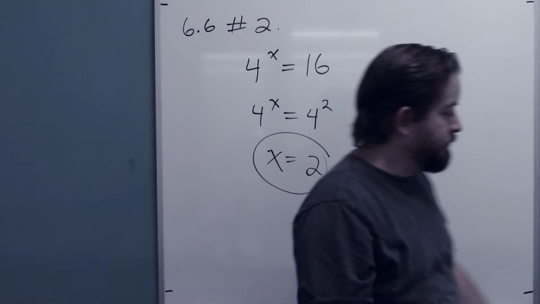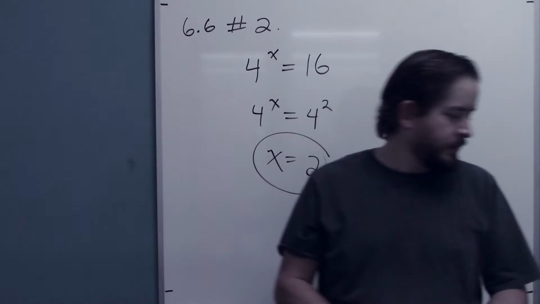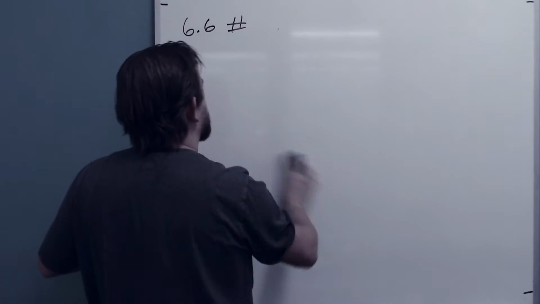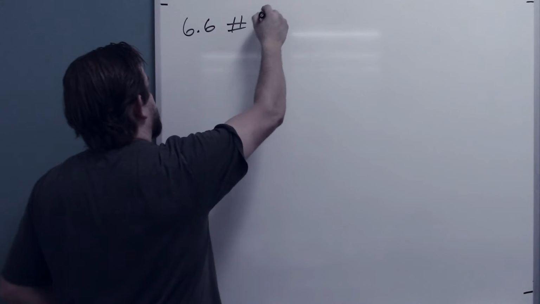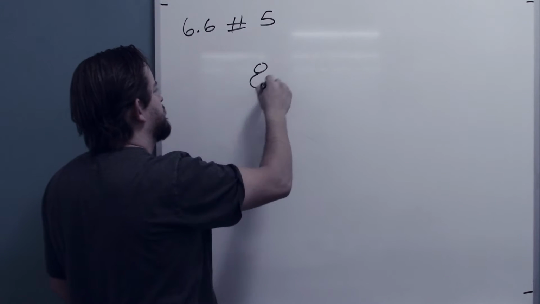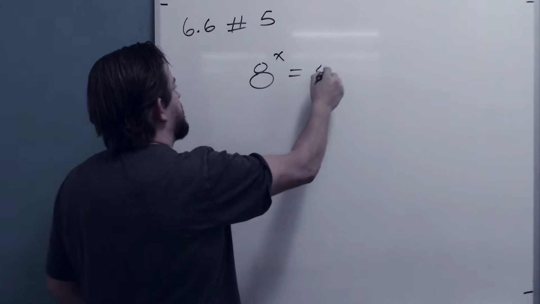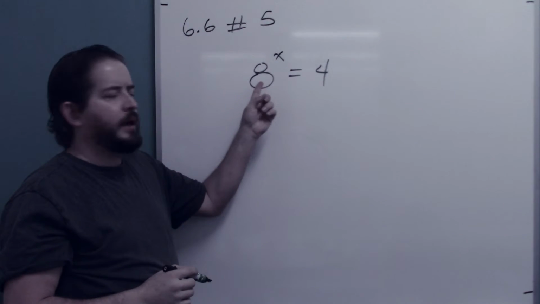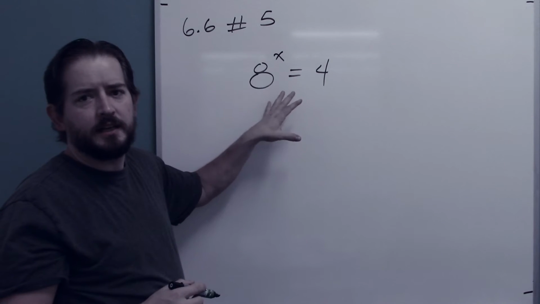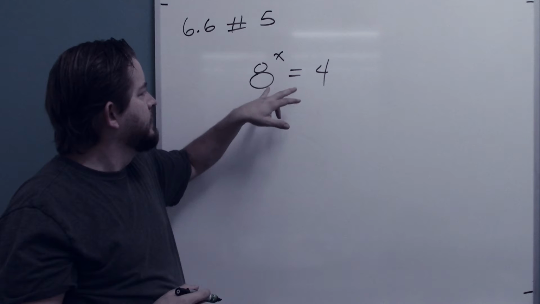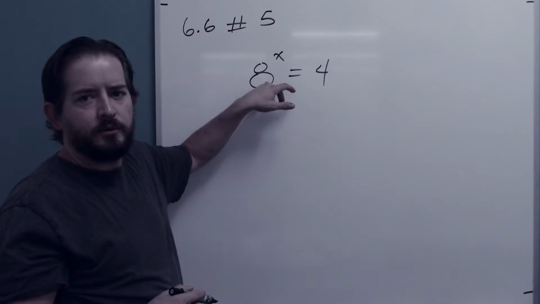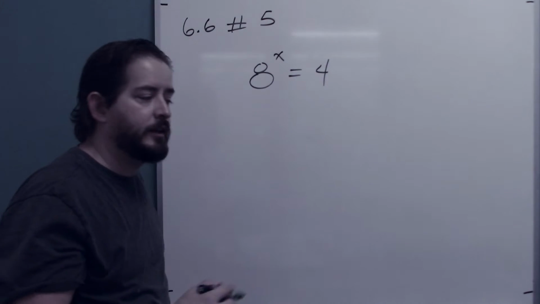Let's look at number 5. 5 gets ever so slightly trickier. And it is 8 to the x equals 4. Now this right hand side is not a power of the left hand side, right? 4 is not some power of 8. Well, it is, but it's not a nice power, right? And so what I do note though is that 4 and 8 are both powers of 2. And so I can exploit that.